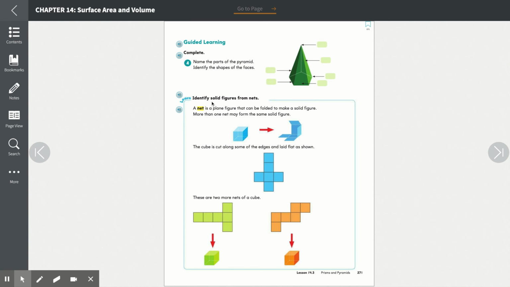We also are going to identify solid figures from nets. This cube is cut along the edges and laid flat as shown. So if you have a shape like this, you could fold it up and fold it into a cube. And this shape could be folded up into a cube, and so could this one.